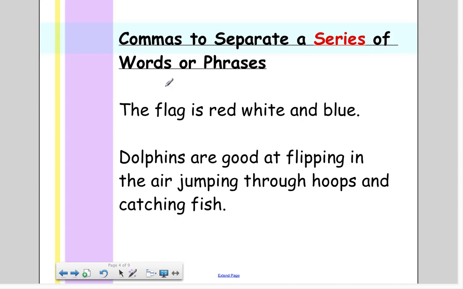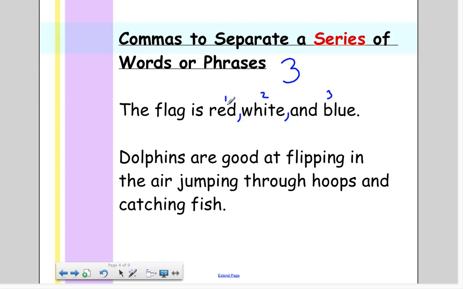The third rule is we need commas to separate a series of words or phrases. The rule of thumb is that if you have three or more in a series, you need to have a comma. If it's just two, you don't need a comma. Let's look at the first sentence. The flag is red, white, and blue. We have three things here. So we need a comma after the first one. We need a comma after the second one, and that's it.